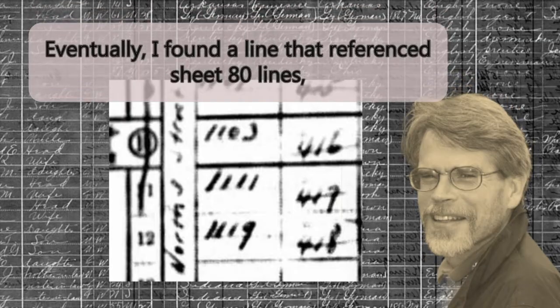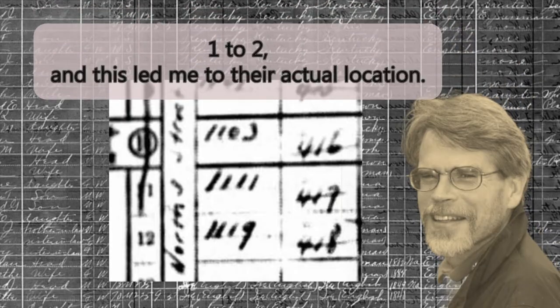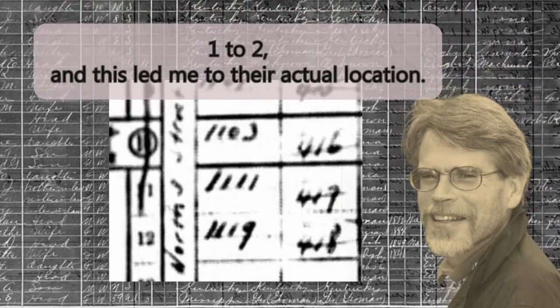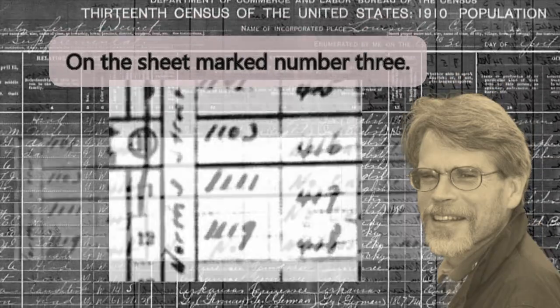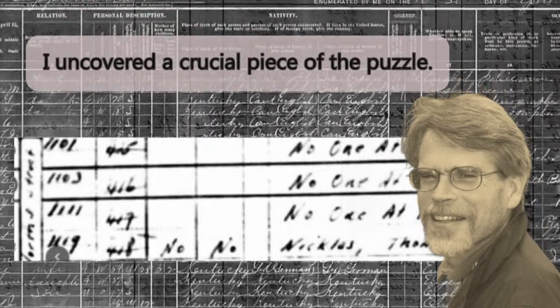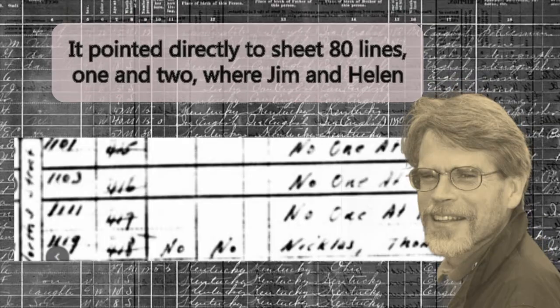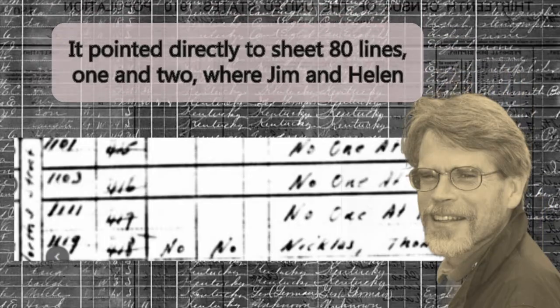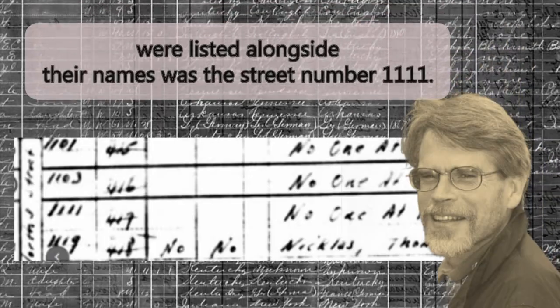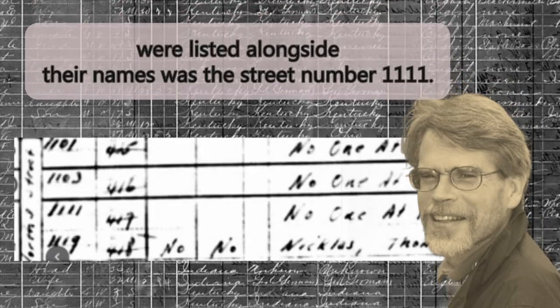Eventually, I found a line that referenced sheet 80 lines 1 to 2, and this led me to their actual location. On the sheet marked number 30, I uncovered a crucial piece of the puzzle. It pointed directly to sheet 80, lines 1 and 2, where Jim and Helen were listed. Alongside their names was the street number, 1111.